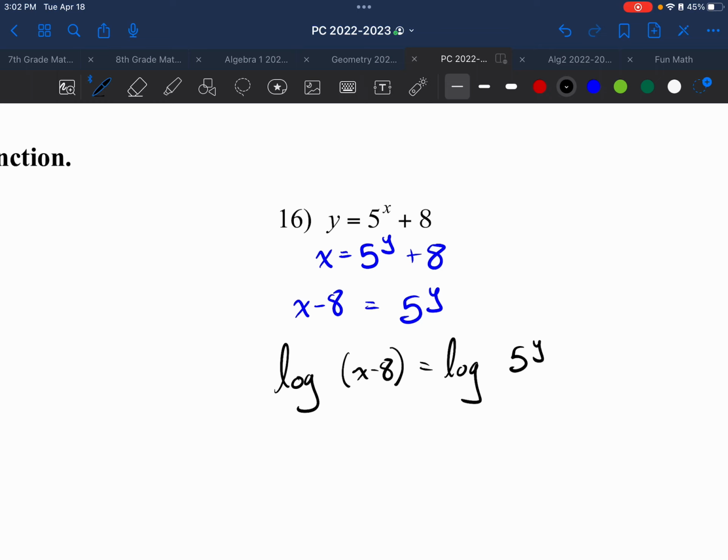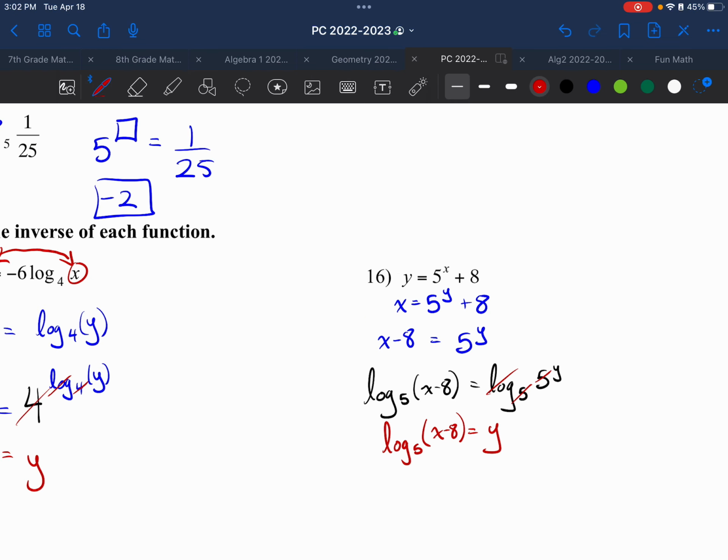And I get to choose whatever base I want, and the base you should choose is the base of the exponential, because things will cancel out. It'll be nice. Choose a base of 5, and check this out. Cancel, cancel, cancel, and you get y is equal to, just rewrite this again, log base 5 of x minus 8. Very nice.